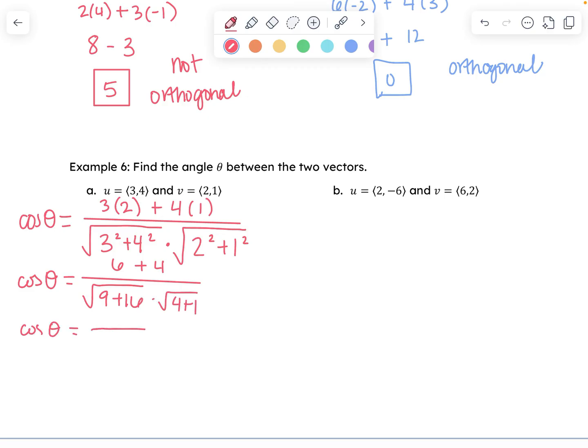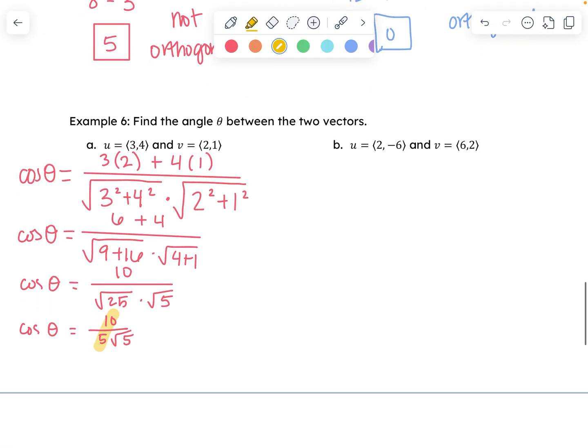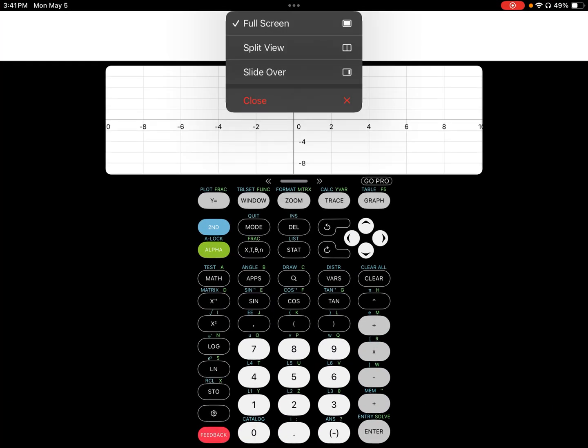Okay, still simplifying. 6 plus 4 is 10. Square root of 9 plus 16 is 25, and 4 plus 1 is 5. Well, the square root of 25 is 5, so 10 over 5 square root of 5. I can simplify 10 over 5, so I'm going to get the cosine of theta is equal to 2 over the square root of 5. And then I'm going to realize that that square root of 5 means it's probably not on the unit circle, because there's no square root of 5 anywhere on the unit circle. So I'm going to pull up my calculator to help me here.